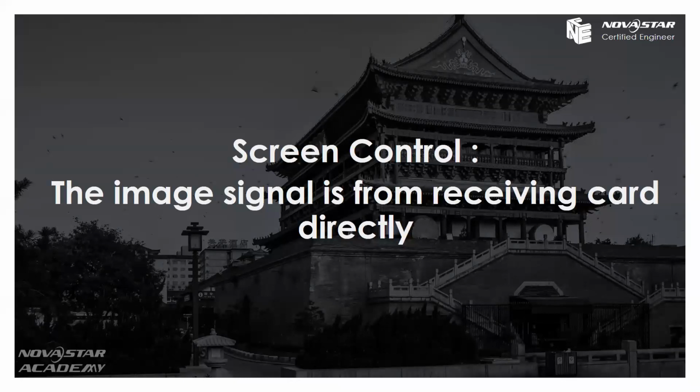So what do we do? When we're doing the installation, there's no video source. So after we plug in the power cable, we can press the self-test button on the back side, then we can put some pure color, then we can identify whether there are some dead pixels. So the screen control is like pressing a self-test button. The signal is from the receiving card directly, so it does not require a video source.